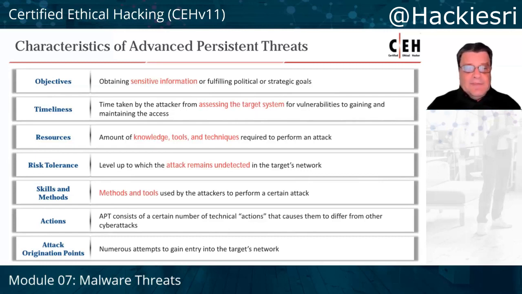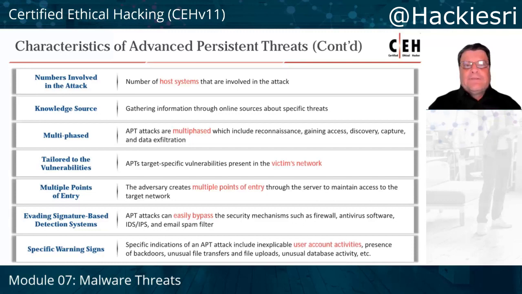Skills and methods. Methods and tools used by the attackers to perform a certain attack. Actions. APT consists of a certain number of technical actions that cause them to differ from other cyber attacks. Attack origination points. Numerous attempts to gain entry into the target's network. Just a caveat to that, there have been cases of APTs being a chained exploit, in which case one APT triggers another, and there could be several nodes in that chain.